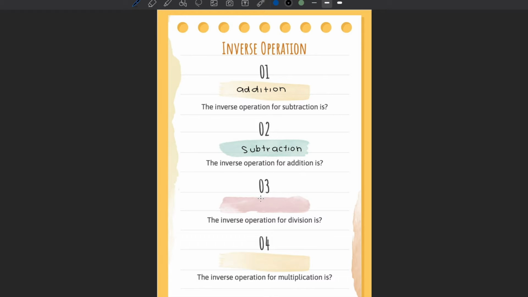Looking at number 3, it says the inverse operation for division is, well, the inverse operation for division is multiplication. And lastly, looking at number 4, it says the inverse operation for multiplication is, well, if we know that the inverse operation for division is multiplication, then the inverse operation for multiplication is going to be division.